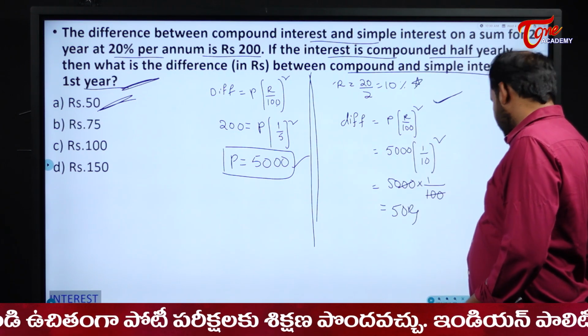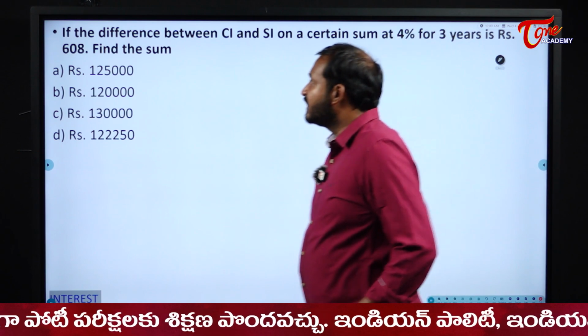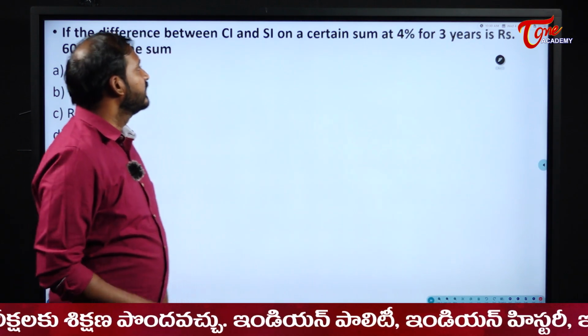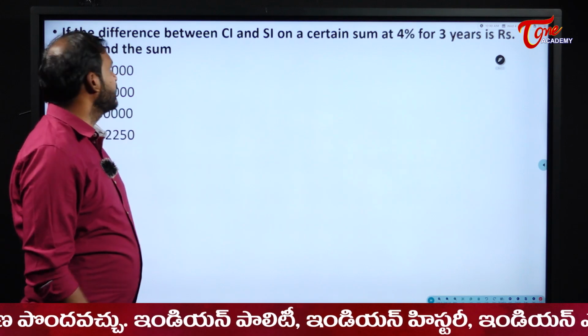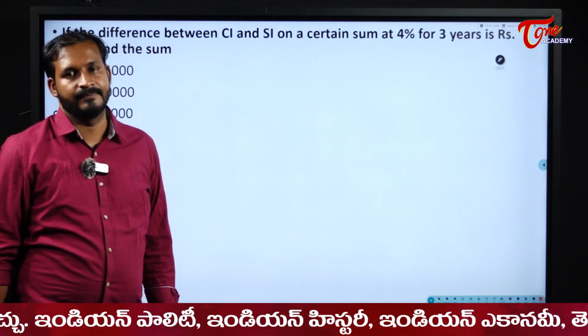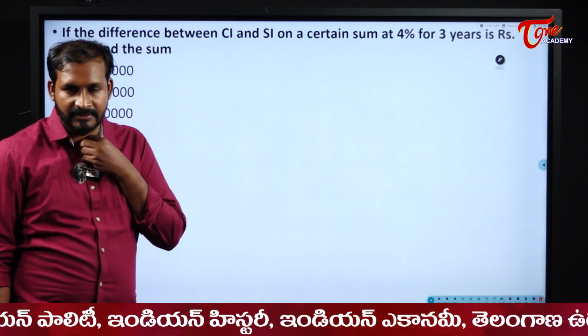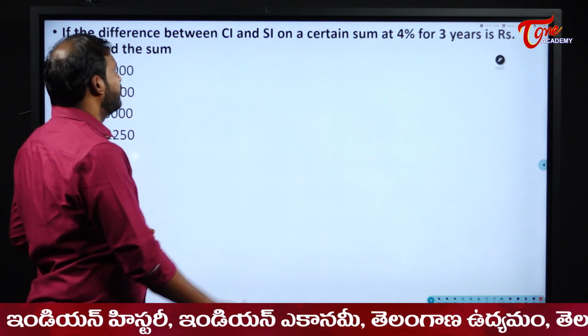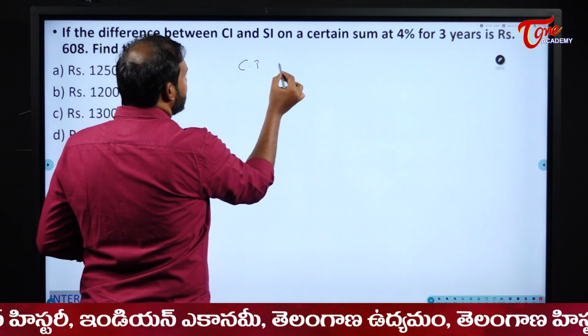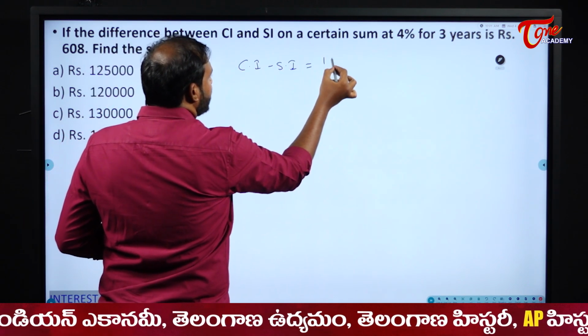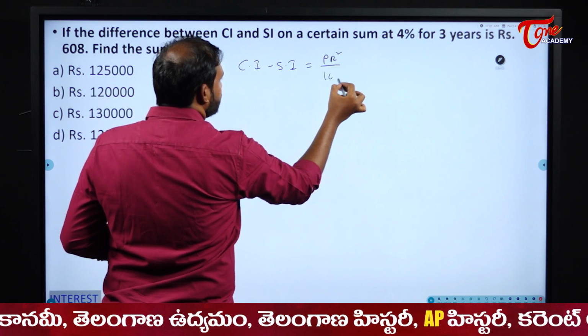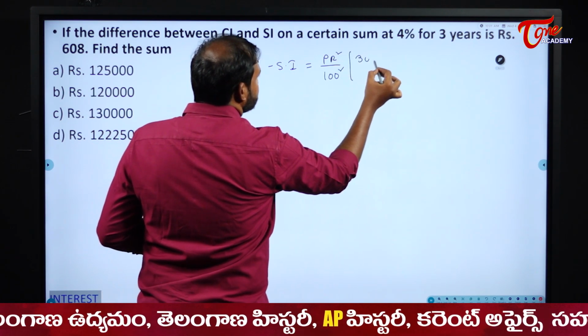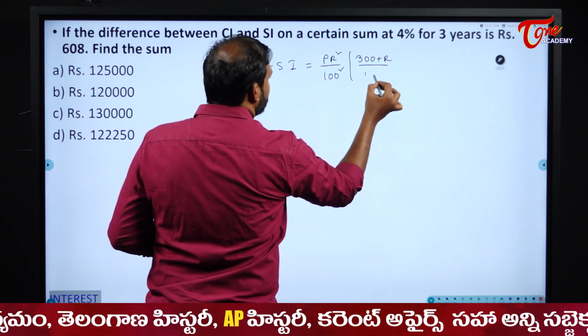Okay. Next one. If the difference between CI and SI on a certain sum at 4% for 3 years is rupees 608, find the sum. Before starting the session, in the beginning itself, we have learned the formula. What is the difference between CI and SI for 3 years? P R square by 100 square into 300 plus R by 100.